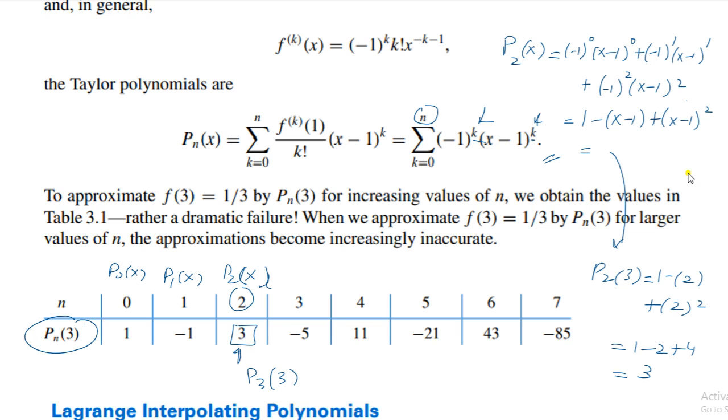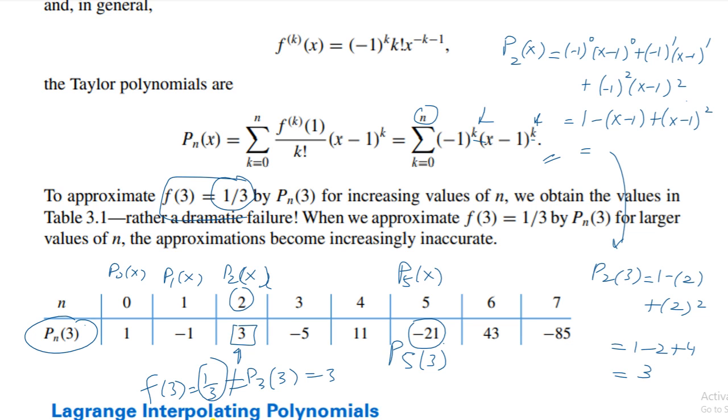And you see how bad this approximation is. Your f of 3 is 1 over 3. And p2 at 3 is 3. See how bad they are? They are not even approximating each other, right? Even if I increase the number of terms, if I take p5 of x, p5 at 3 gives you minus 21, far from 1 over 3. So see, for this function, Taylor polynomials are not giving you a good approximation.